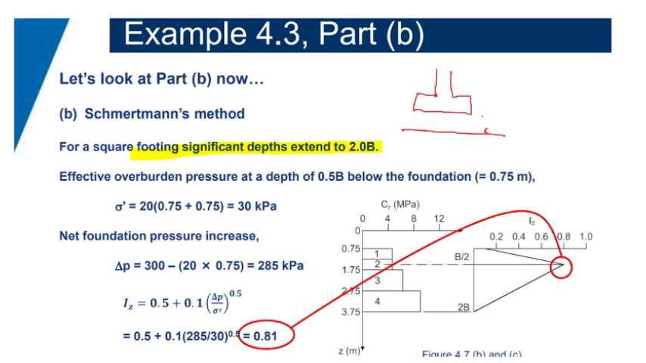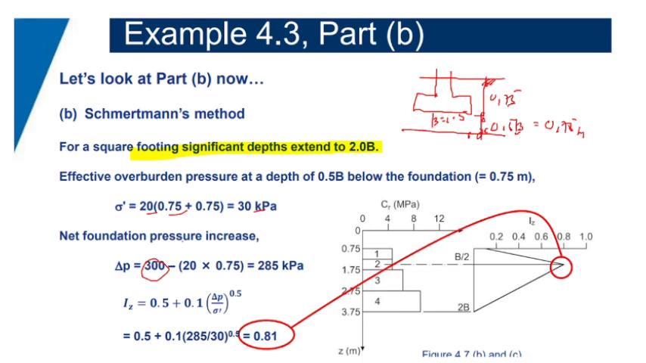Okay, from the ground you have 0.75 here, and then here should also be 0.5 of B. Since B is equal to 1.5 meters, 0.5 of B is 0.75 meter. That's why at this particular value, the effective overburden pressure is 20 times 0.75, this one, and another 0.75, that becomes 30 kilopascal.